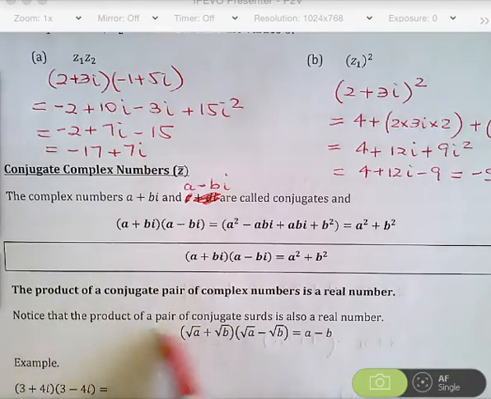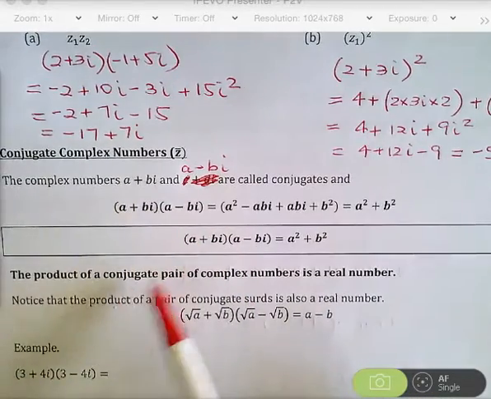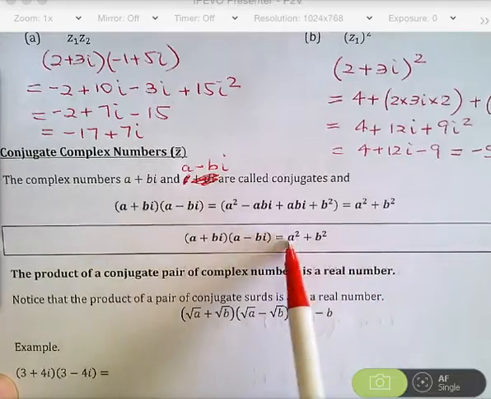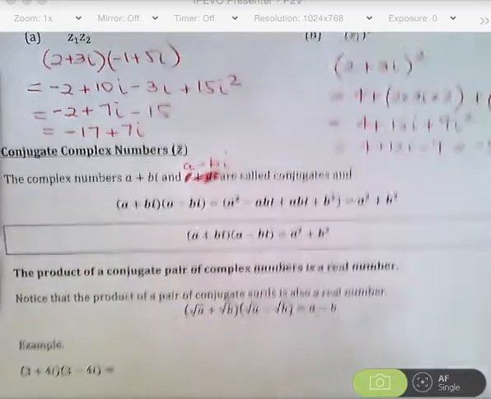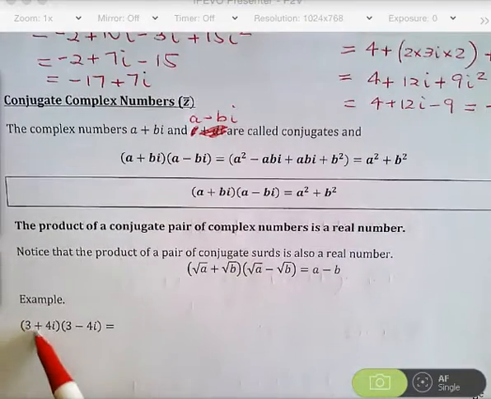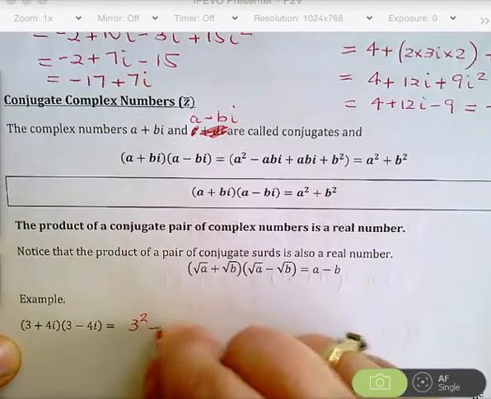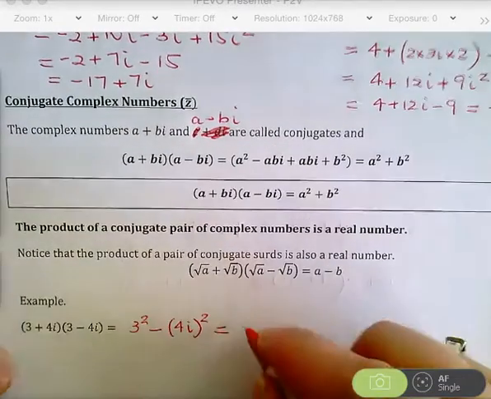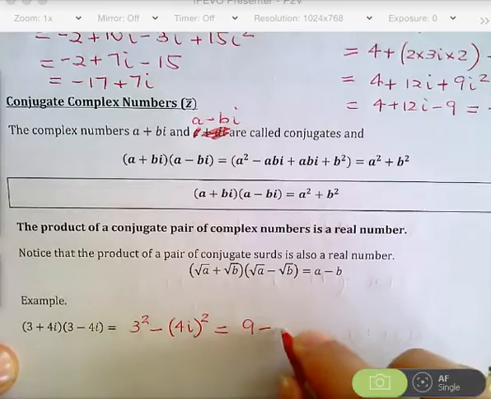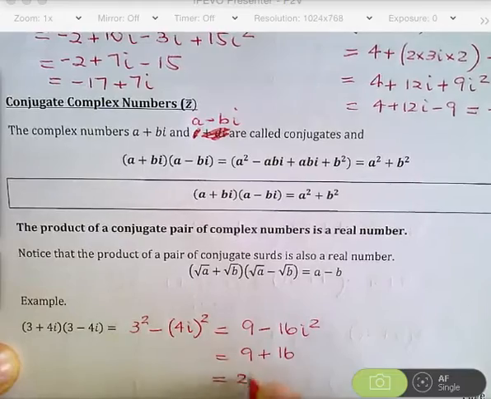So just notice that the product of a pair of conjugate surds is also a real number. So girls, the product of a pair of conjugate complex numbers is a real number. A squared plus b squared has no imaginary component. Now that's what we use for rationalizing the denominator. So we've got 3 plus 4i and 3 minus 4i. So let's just do it by a plus b, a minus b expansion. What do you get? 3 squared minus 4i squared. So that's 9 minus 16i squared, which is 9 plus 16, which is 25.